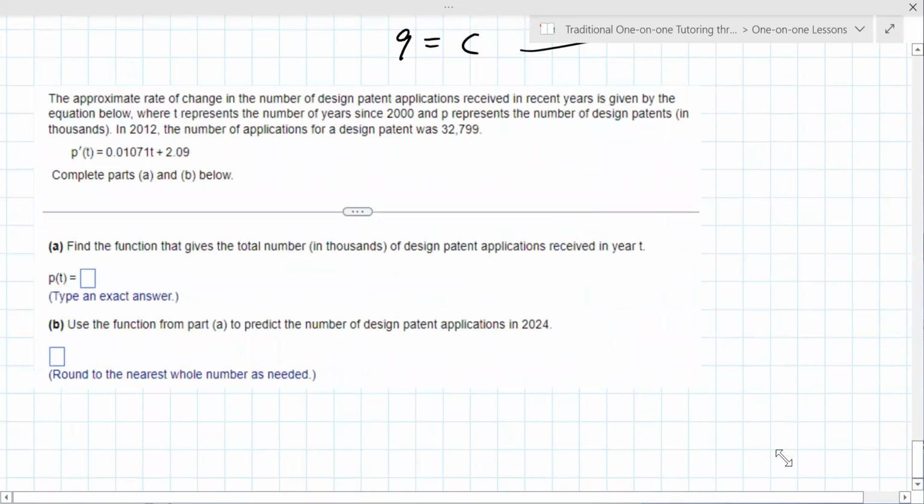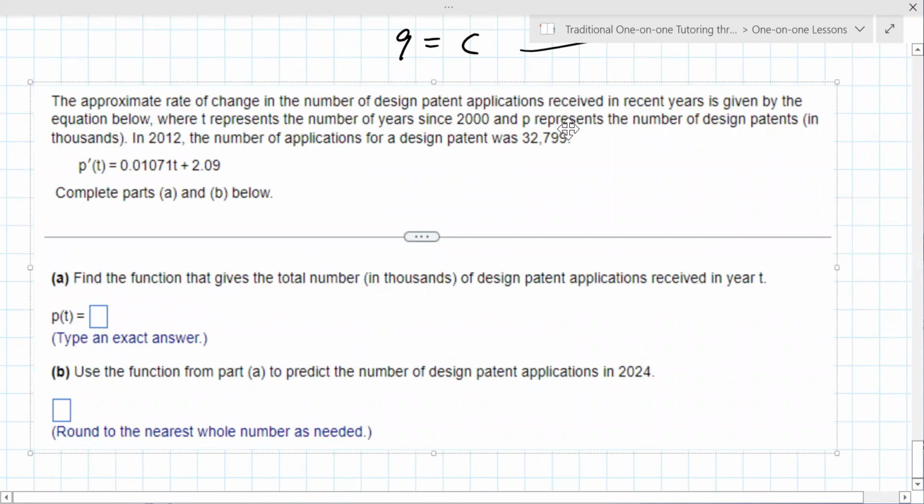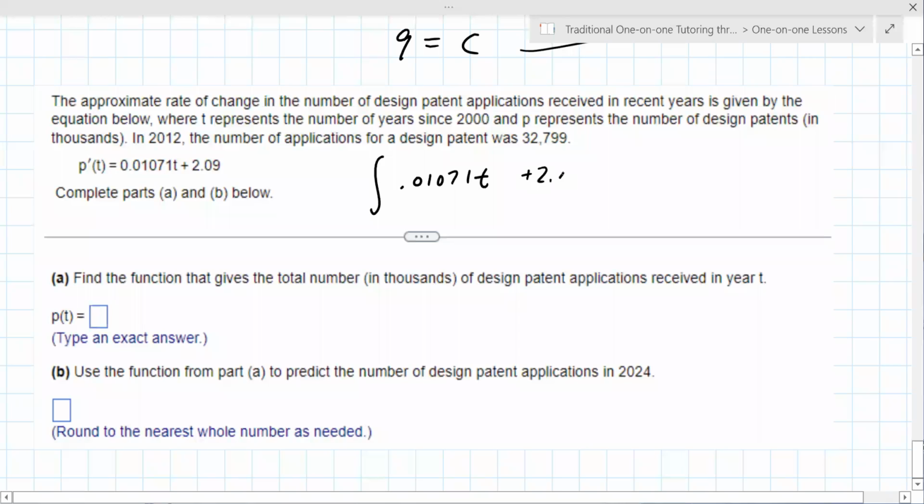Okay, so another kind of application story problem here. So they say here is the derivative. They give you the derivative. So you want to take the antiderivative. You want to integrate this 0.01071 t plus 2.09. So you can use any variable just like we did with derivatives. It could be a t, could be an x, and so on. So when we find the antiderivative of this, it's again just using the power rule. Even though these are decimals, it becomes 0.01071 t squared over 2 plus 2.09 t plus c. Okay, and that's your P of t function.